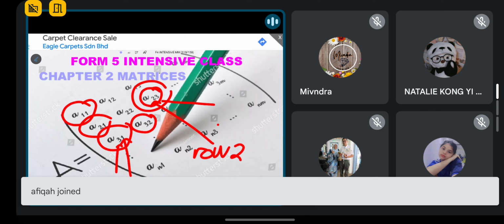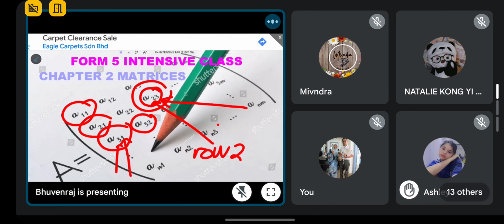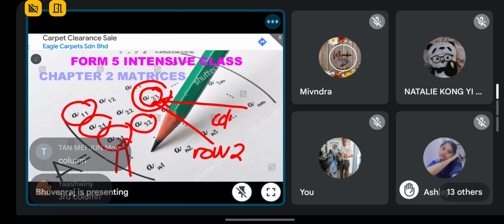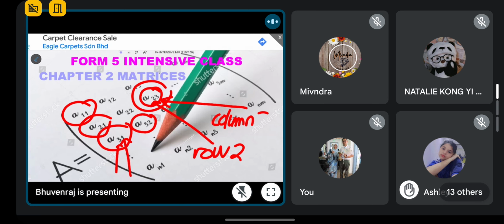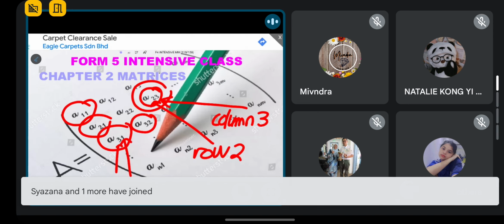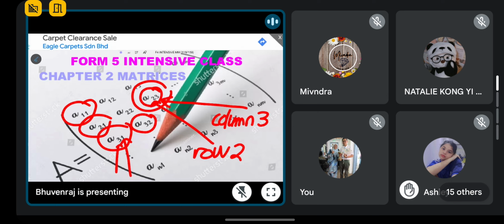Okay? So how about this, guys? Number 3 represents what? Yes, column. Very good. So baris dan lajur, in BM. So row 2, column 3 means this element is located in row 2, column 3. Tapi kat sini kita tak tahu nombor dia apa. We don't know the number, so we just use a general form to represent the number.